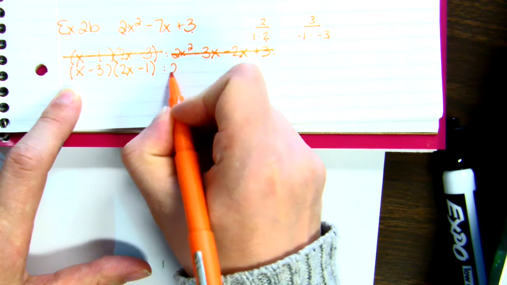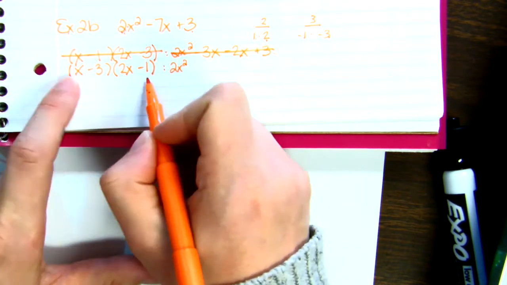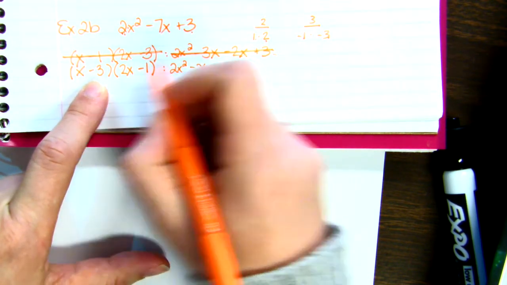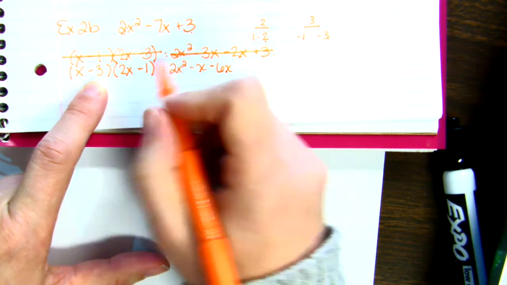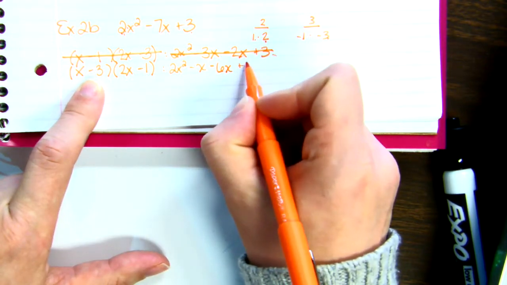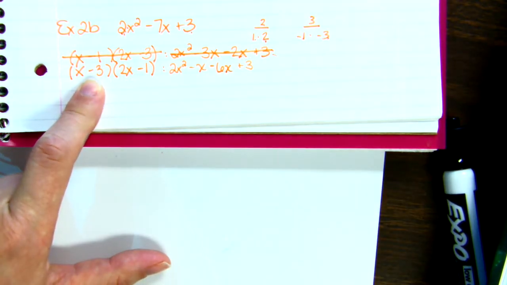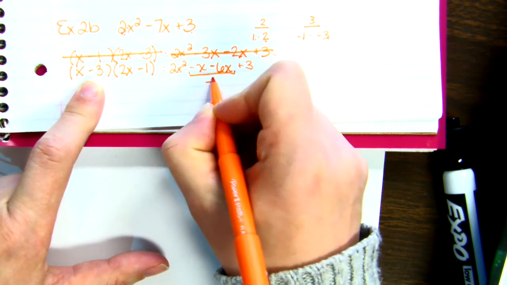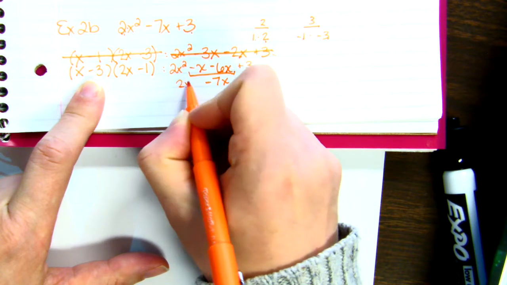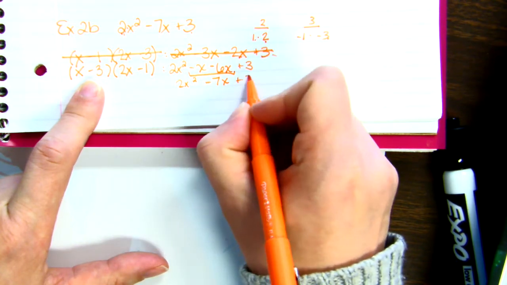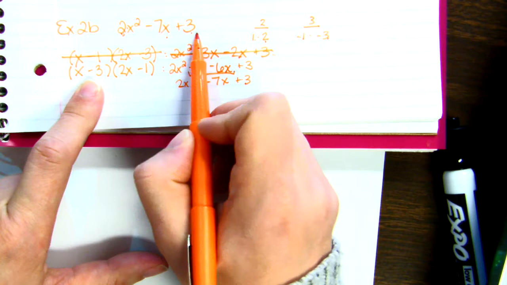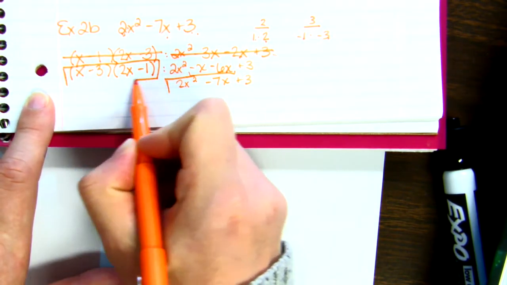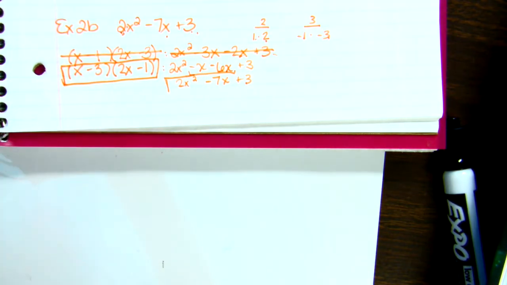X times 2x better be 2x squared. Outside is a negative 1x, or negative x. Inside is 3 times 2, so negative 6x. And then negative 3 times negative 1, again, had better be a positive 3. That's what I'm shooting for. Then I see that I'm subtracting x and 6x, so together I'm subtracting 7x. 2x squared minus 7x plus 3. Oh look, 2x squared minus 7x plus 3. That's exactly what I wanted. So this right here is my factorization.